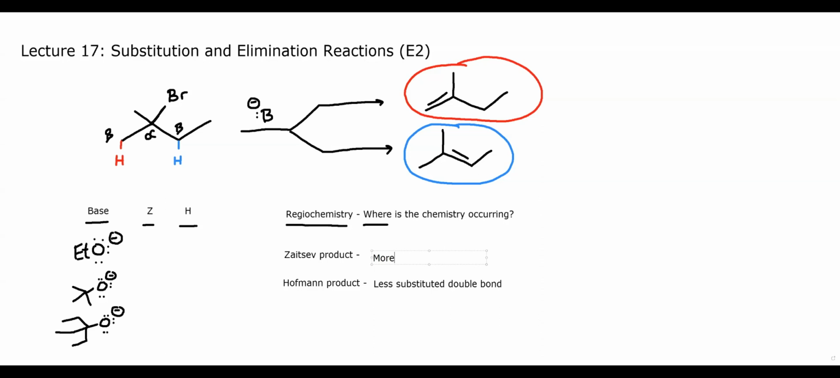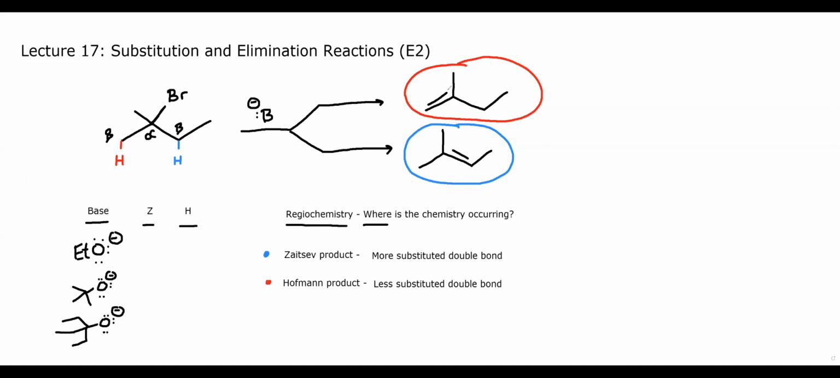And the Zaitsev product, quite obviously, is the more substituted double bond that we end up with. In this case, the blue product. So the blue, this is the Zaitsev product, and the red, this is the Hofmann product.